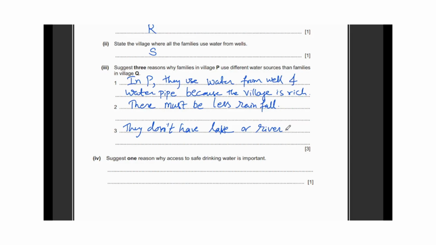Next one, fourth bit. Suggest one reason why access to safe drinking water is important. That's a basic need of human beings, right? Water is a basic need of human beings to keep us healthy, right?